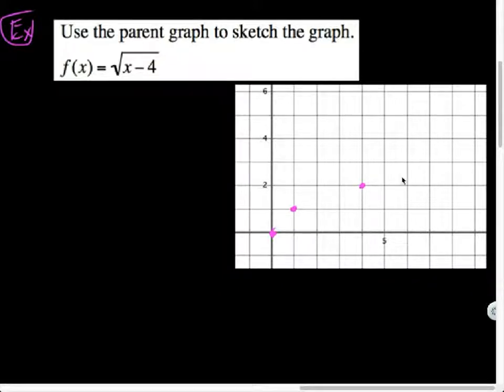Well, it's actually related to, so let's see, here's the parent function. If I think about, when did I get 0 for this? When would my y value have been 0 for just the plain old square root of x, if that wasn't here? When x is 0. What would x have to be in order for me to get 0 under here again? 4. So at positive 4 is actually where I'm going to get that 0 value again.